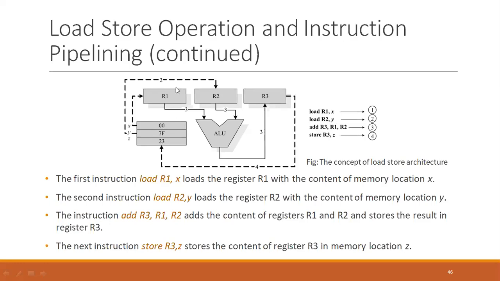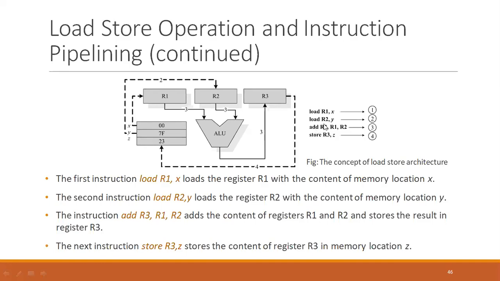So here are the instructions. From memory location X, the value will be moved to R1. The Y value will be moved to R2, right? So R1 contains the value of X and R2 contains the value of Y. Once it is done, the ALU will calculate the addition of these two, that is the contents of R1 and R2, and whatever the value you get, that will be moved to register R3.